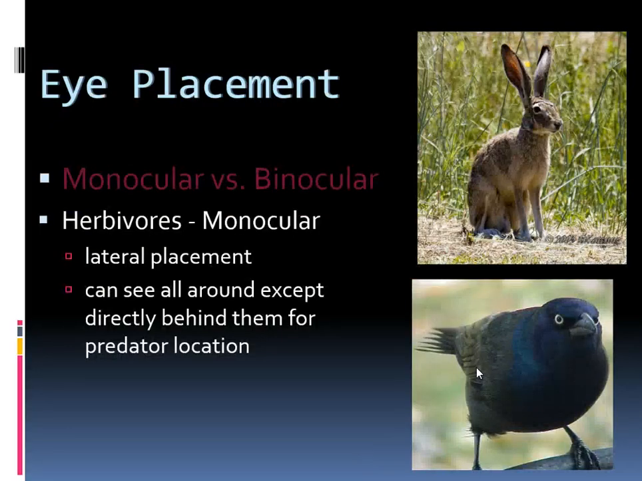Okay, now there's something else that eyes can tell you that's really important. Eye placement will tell you, most of the time, whether an animal is an herbivore or a carnivore. And so when we look at herbivores, for the most part, you can see that they have monocular vision, right? Because their eyes are placed on either side of their faces. So they can see all around them except directly behind them. And this is so they have a good range to see predators.